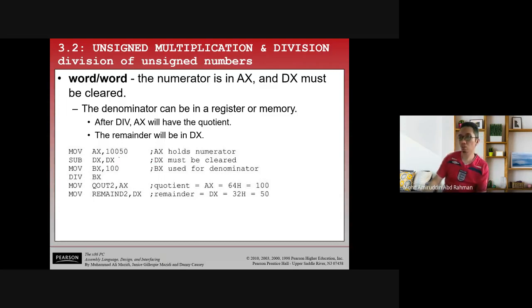Okay, so word over word. So we have, this is a word, right? Put to AX and then we clear the DX. We put another word to BX and then we divide the BX. And then the quotient we will put to AX and remainder is in the DX.